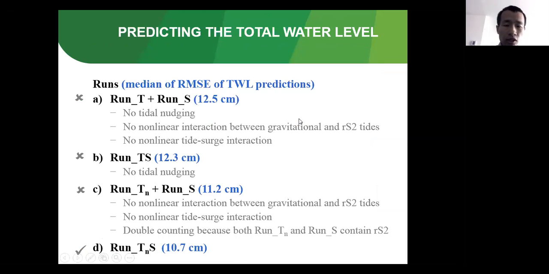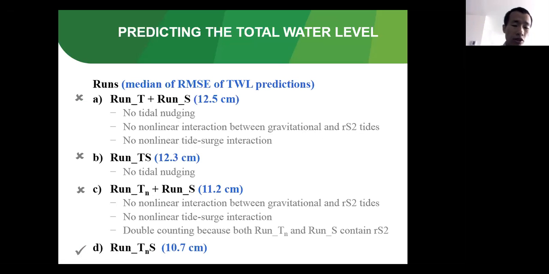Next, total water level. First, we analyzed the 4 possible scenarios to construct the total water level model based on the runs in this study. The first one is run T plus run S, and the drawbacks are that there is no tidal nudging, and there is no nonlinear interaction between gravitational and the RS2 tide. There is no nonlinear tide surge interaction. The second one is run TS, no tidal nudging. The third one, run Tn plus run S, is similar to the first one. There are no nonlinear interactions.